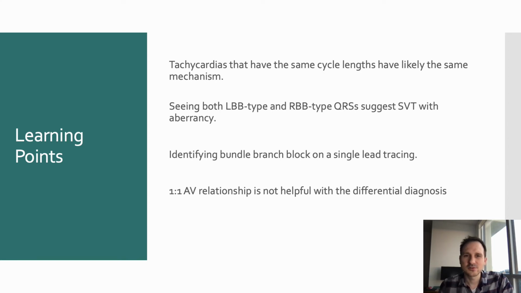The third learning point is we discussed a number of ways to identify bundle branch blocks on single lead tracings. That can be quite helpful when you have a lot of extra wide beats, which we'll talk about in the other videos. And the last learning point is that if you identify P waves and you find they're one-to-one AV associated, that's not terribly helpful because both VT and various SVT mechanisms can present this way.